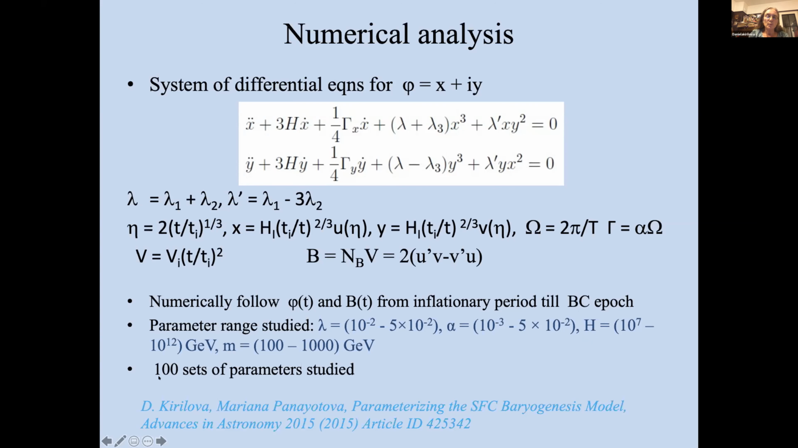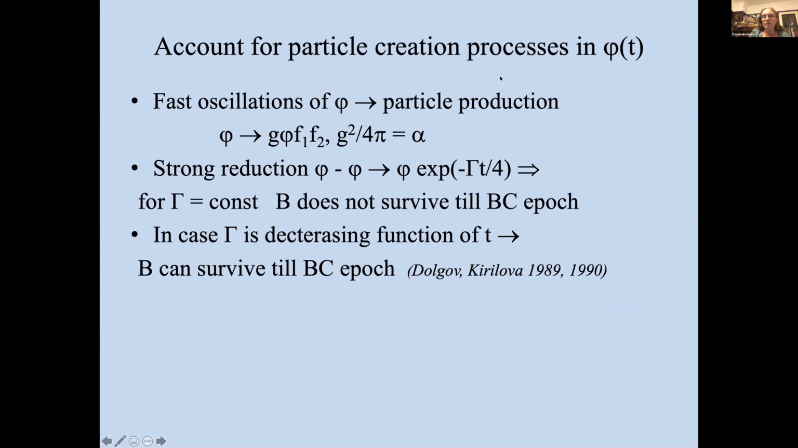We performed around 100 sets of parameters, 100 runs of this numerical analysis. And the problem was that we followed the evolution from the inflationary period till the BC epoch, which is a very long period. So sometimes these runs took about a week or two. This was a problem. That's why it took lots of time. We accounted for particle creation processes.